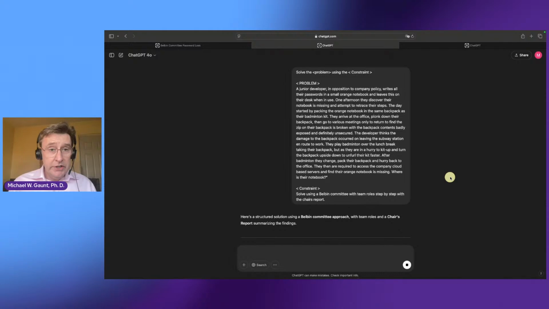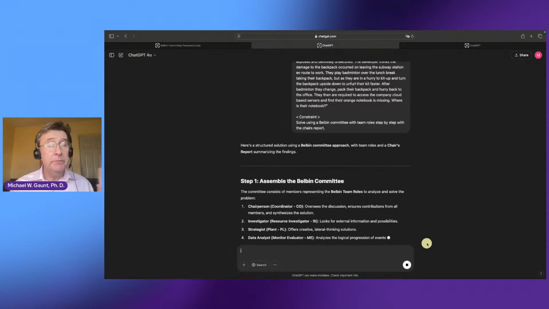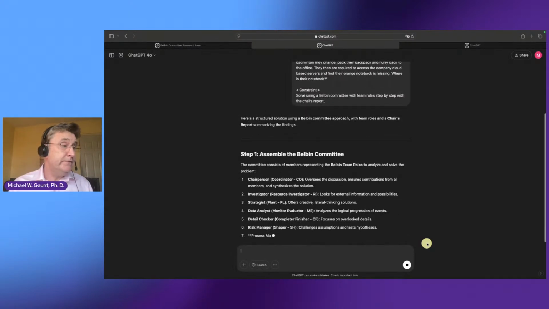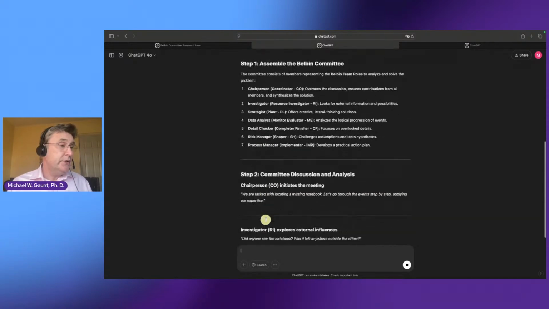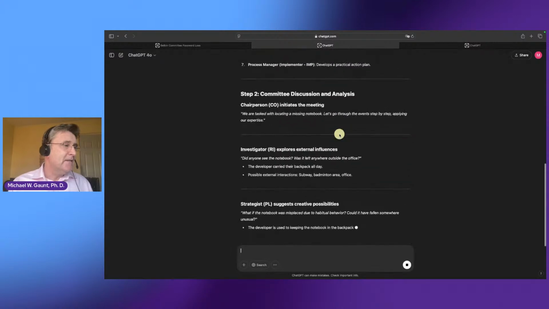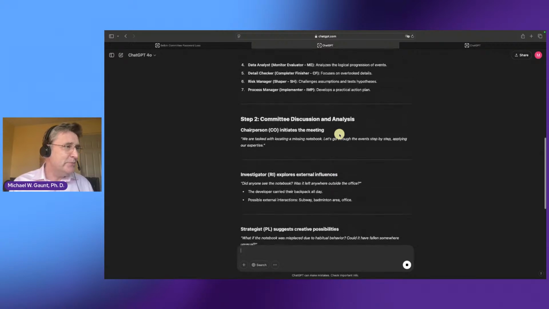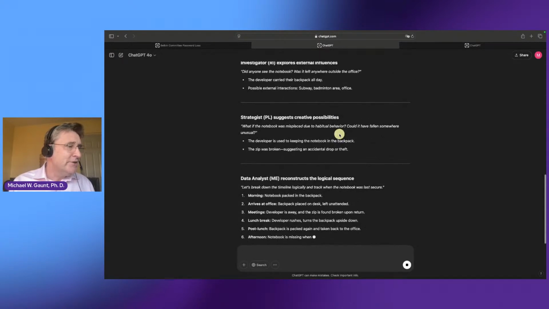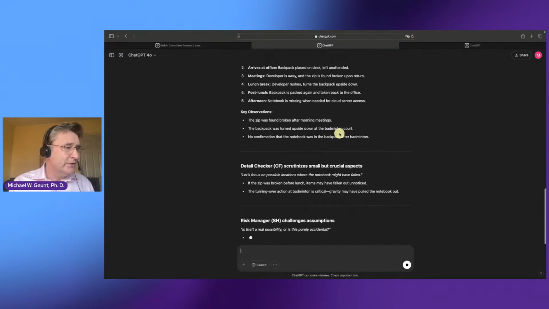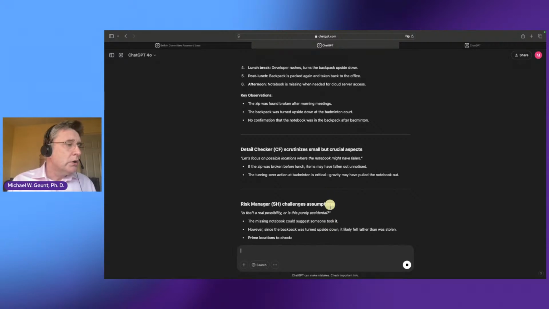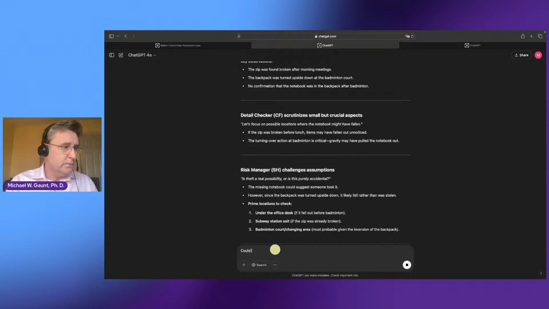Now it's going to do the GenAI process, where it's going to repeatedly go through the Belbin committee and analyze the problem from different perspectives. Here we can see the chair, investigator, strategist, data analyst, risk management. Now, typically here, it hasn't included the expert. So it's going to struggle to come up with this as a security issue. So I'm going to cheat.